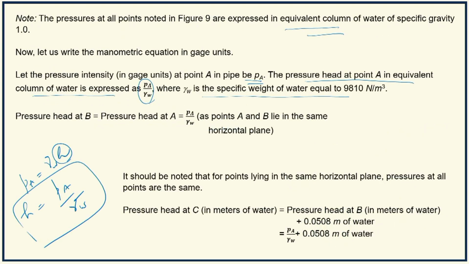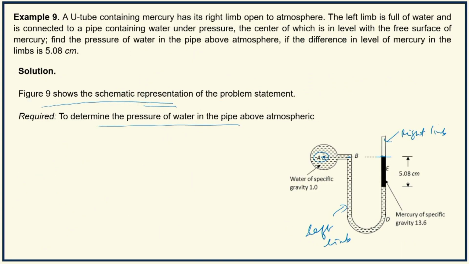It should be noted that for points lying in the same horizontal plane, pressures at all points are the same. Then pressure head at C, what is C? Here, sorry, this is C, this is D and this is E. There is some displacement of the letters. I have taken a point in the right limb, C, which is at the same level as that of D. D is the interface of mercury, overlying mercury and underlying water in the right limb.